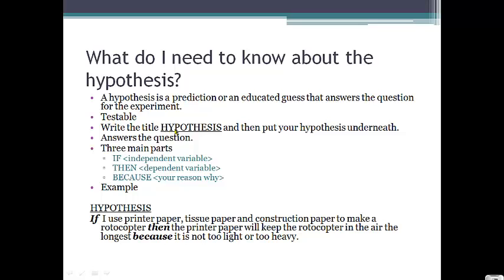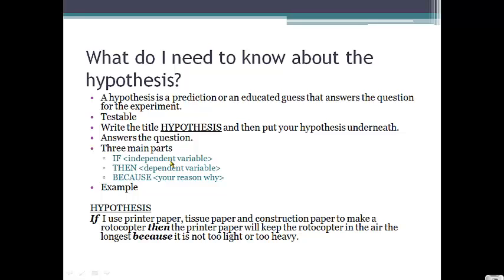And you're going to write the word hypothesis on the left-hand side of your paper and underline it, and then you'll write down your hypothesis. Your hypothesis is going to have three main parts. First, it's going to have the word if. Okay? Then after the word if, you're going to tell what your independent variable is.